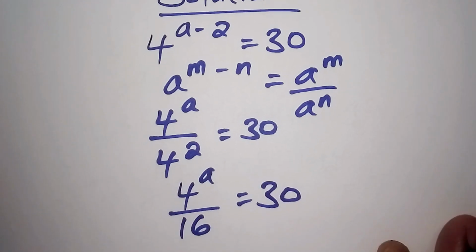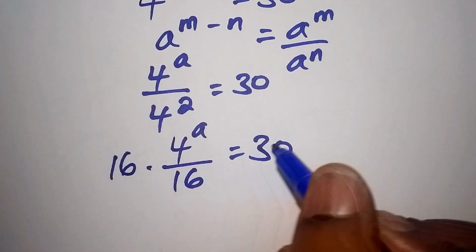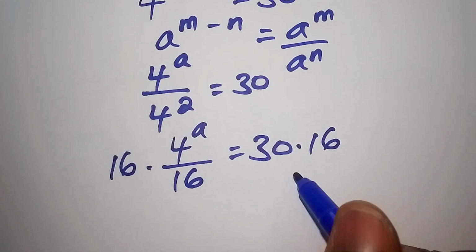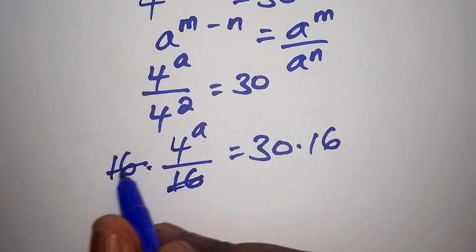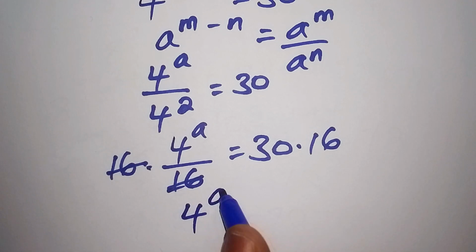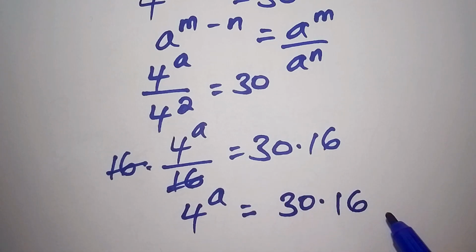The next step is to multiply both sides by 16. So multiply by 16 here, and also multiply this side by 16. 16 cancels 16, so that is 4 to the power of a is equal to 30 multiplied by 16.